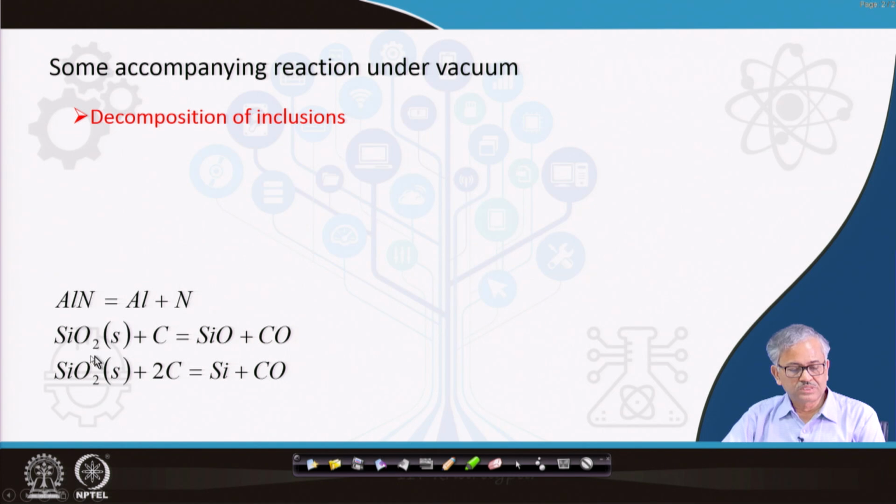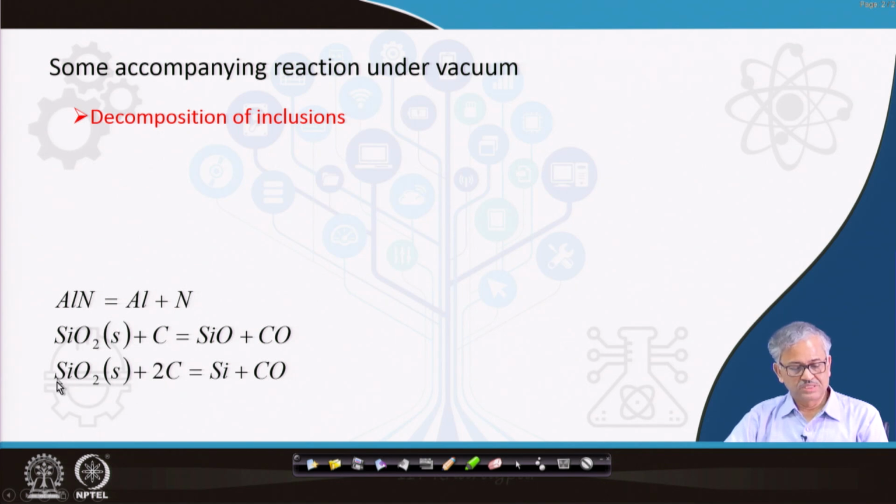For example, silica is a solid impurity. It reacts with the carbon forming SiO gas and CO gas. Both are gas. So, under vacuum, this reaction will move in the forward direction, because SiO and CO will move away from the system. So, in presence of carbon, you can easily break down the SiO2 inclusion in the bath.